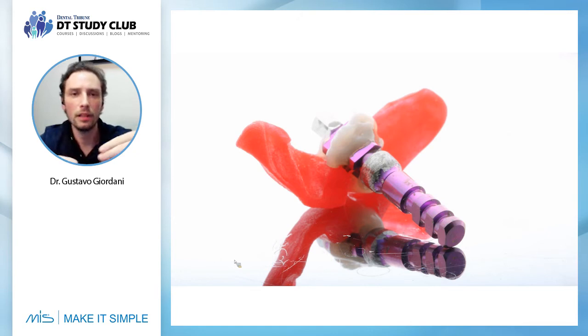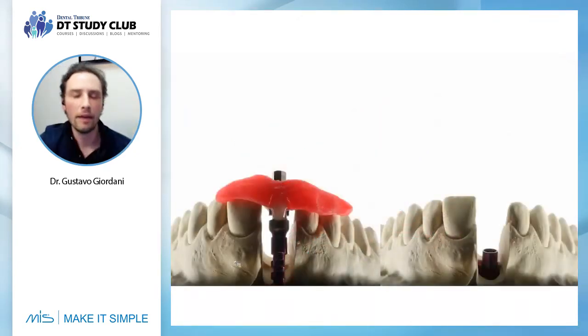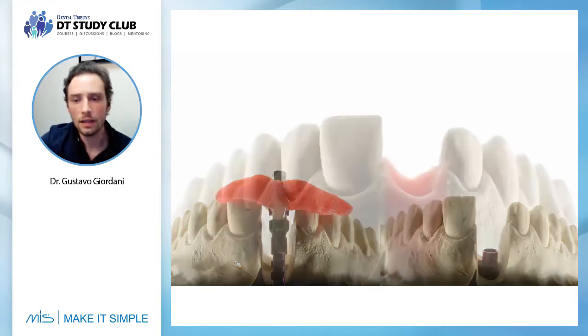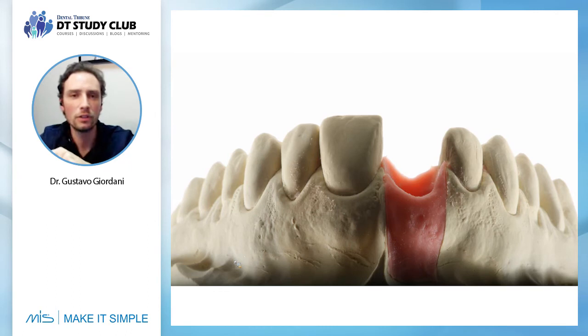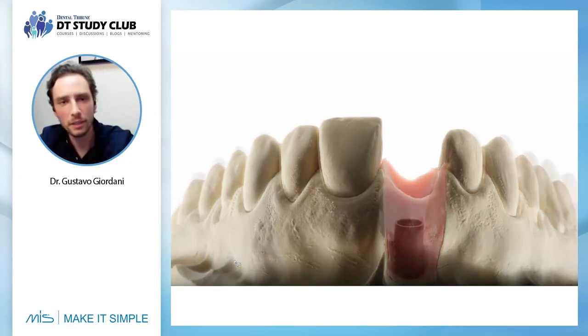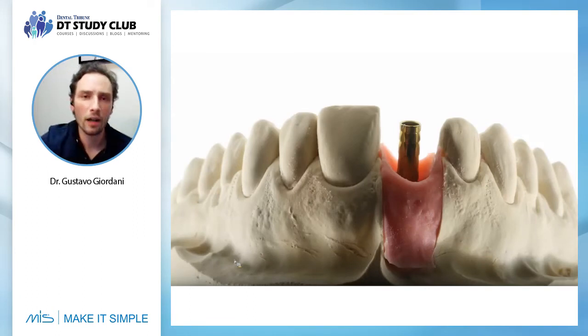You give this to your technician, they will screw this impression copy inside the analog, and they will put everything inside the alveolar model. So by doing this, they will have the same position of my implant inside the mouth, and they will have the tooth section, the first millimeter. By doing this, creating the best emergence profile will be easy.